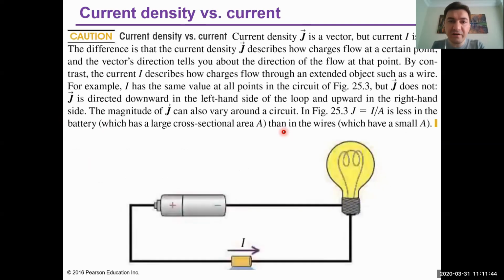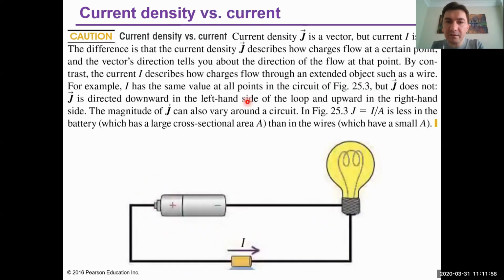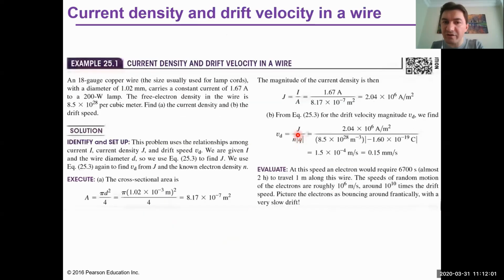So J here is given by that expression, current density, N Q v_d. N is given, okay? J is calculated, Q is the charge of the electron, and drift velocity is asked. So this is calculated here, put it there. N is given here, put it there, okay? Then this is the charge of the electron, and you can calculate the drift velocity, 0.15 millimeter per second. So the electron within that copper wire travels with that speed, 0.15 millimeter per second.